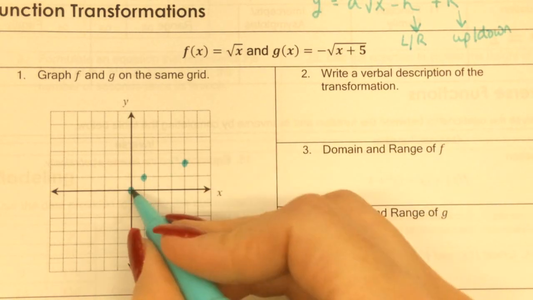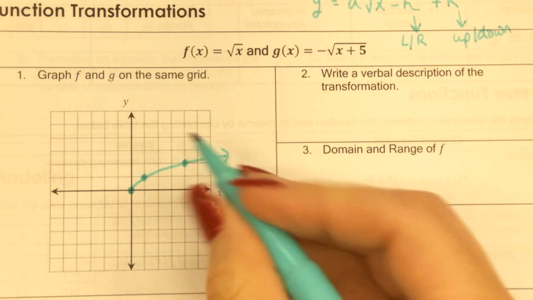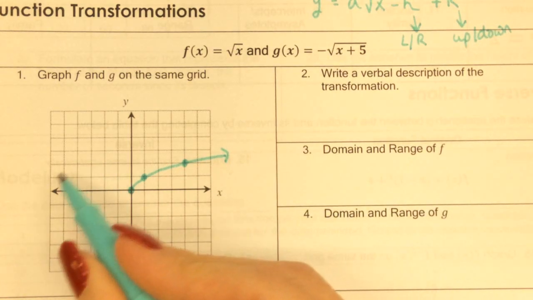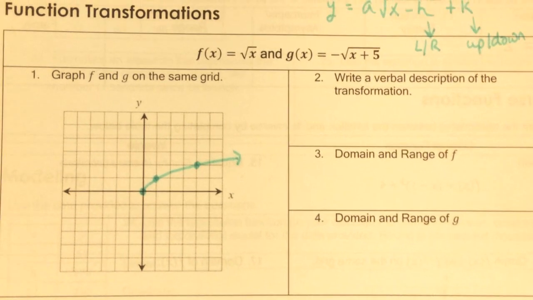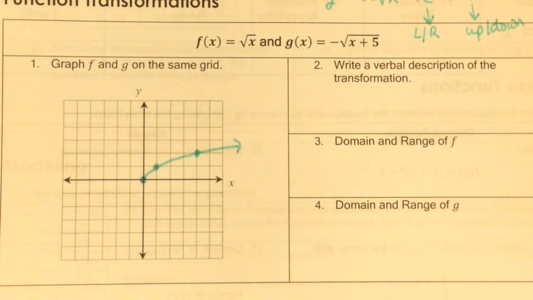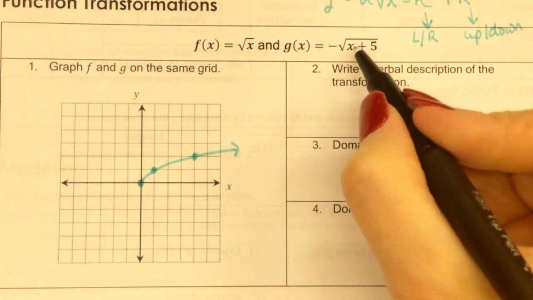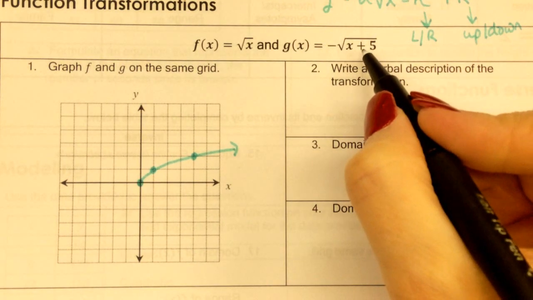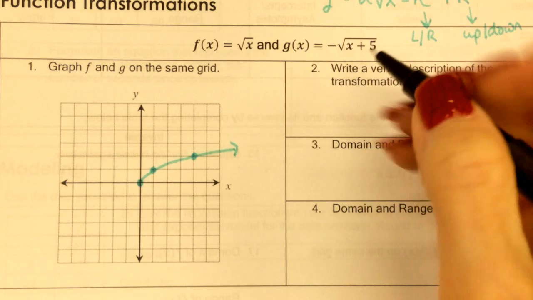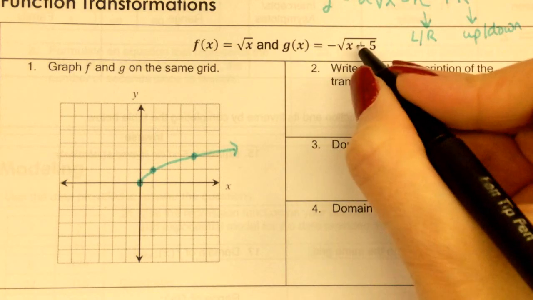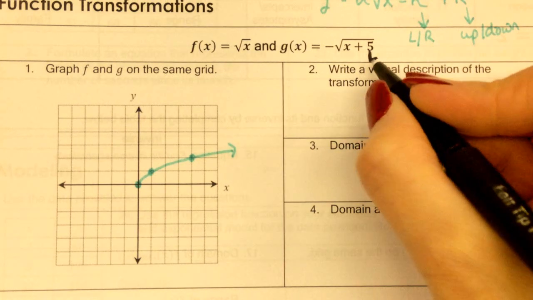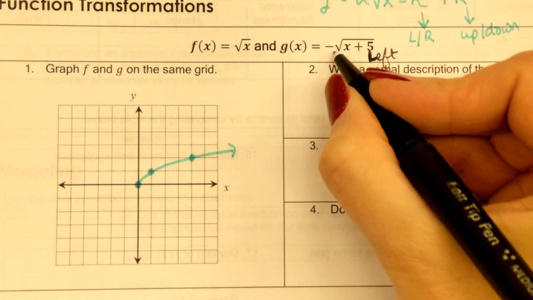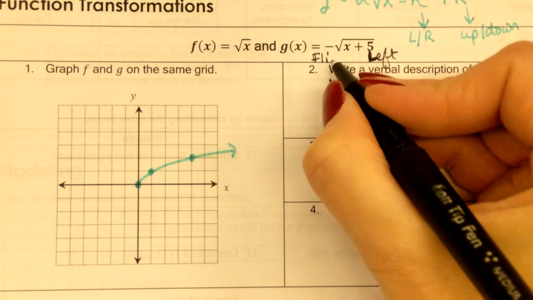So this is what the square root graph looks like. And you cannot take the square root of a negative, so that's why there are no points over here on the left side of the graph. Okay, so that is the square root of x. Now, if you take the negative square root, and you also have x plus 5, that would be left 5. So it's going to go left 5, and it's also going to flip over.